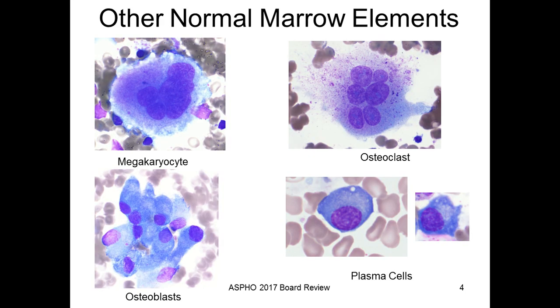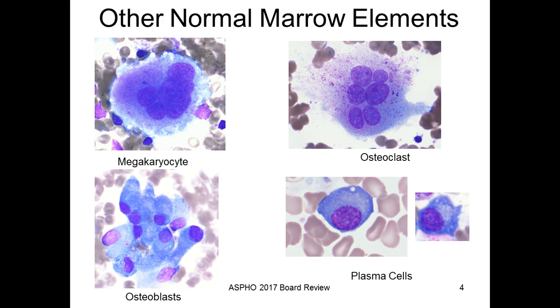Okay, there are other normal bone marrow elements that can sometimes be confusing. I'm showing two sets of cells that sometimes are confused for one another. On the left here, on top, is the megakaryocyte, and essentially these megakaryocytes are really large, so they're easy to see, but they have a granular cytoplasm, and then they have a single polylobated nucleus. So all the lobes of the nucleus are essentially part of one nucleus.